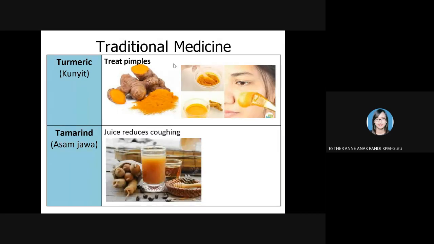And of course, one more is asam jawa, tamarind, used to reduce coughing. One of the tips to lower down your, how to say, kalau you ada demam and so on, you can use the asam jawa paste and you boleh lumurkan dekat the forehead. You can put it on your forehead or all the warm areas, contohnya dekat siku, dekat belakang lutut, dekat your tengkuk, your neck. So you can use this. Don't use the Adabi paste, but use the original asam jawa paste. So just a few traditional uses for the traditional medicines.